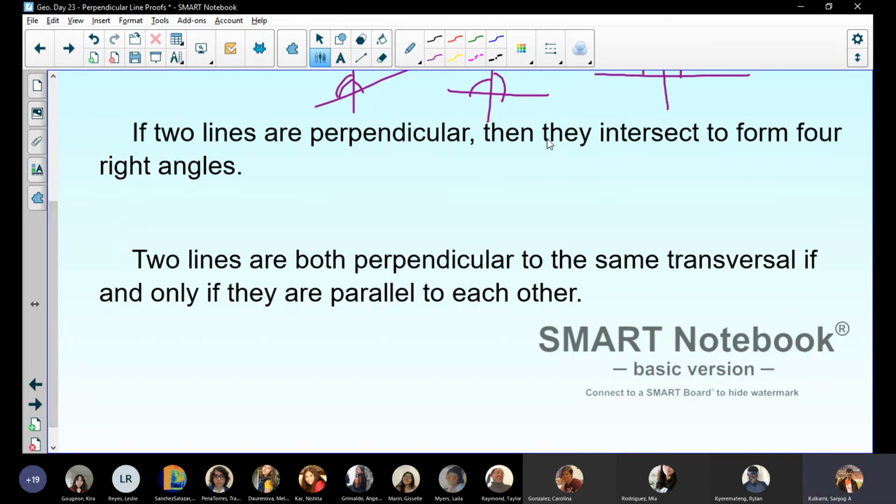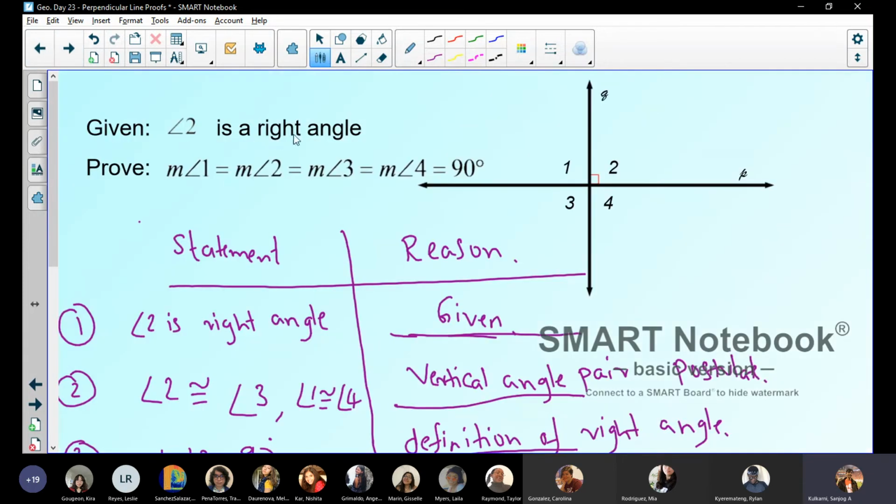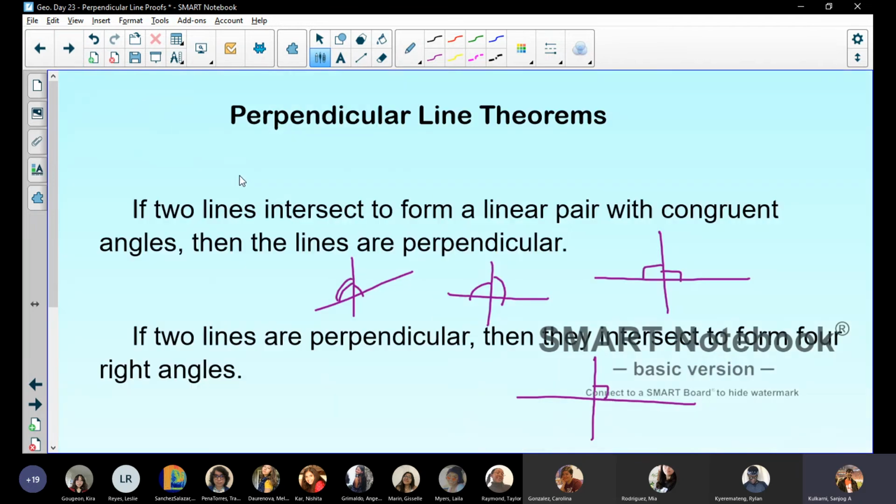If two lines are perpendicular, then they intersect to form four right angles. We proved that in the previous slide. If two lines are perpendicular, then all four angles are right angles. So if these two lines P and Q are perpendicular, that in turn makes all these angles right angles.